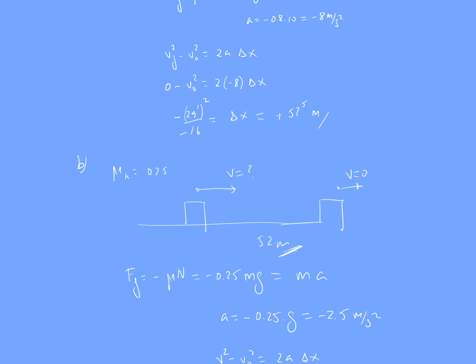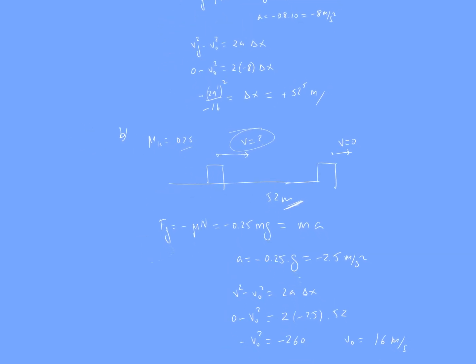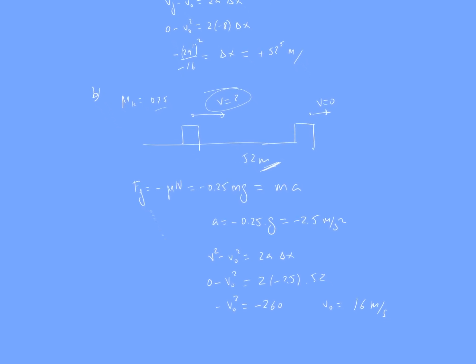The second part of the problem says, what happens if the coefficient is smaller, and they ask you to stop in these 52 meters. What is the initial velocity that you should have? Well, now the coefficient is 0.25, which means that the friction is smaller. It means that the acceleration, or deceleration, or the negative acceleration, will be smaller. So we do the problem again.